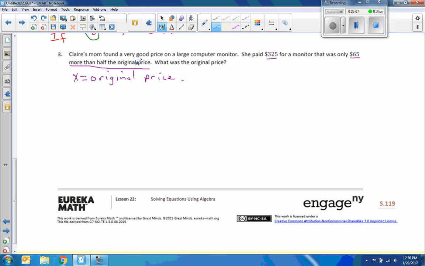So it says 65 more than means plus. And if you remember going from a word problem to a mathematical expression, you see the words more than or less than, and you do what's last first. And then, so you read it backwards. So half the original price. More than means plus, and what came before that? $65. $65 more than half is $325. So there's our equation.